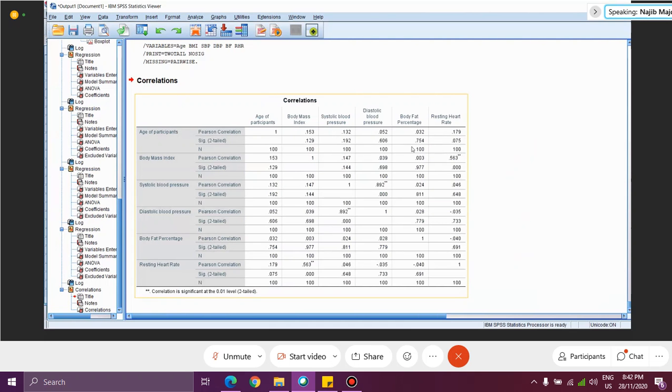So the cutoff point is actually arbitrary, but normally we use R of more than 0.75. Some people use more than 0.6 to say that the two variables are highly correlated. For example, another example, age with diastolic blood pressure, also highly correlated. Okay, BMI with body fat percentage, BMI with diastolic blood pressure, right? Systolic blood pressure and diastolic blood pressure, right?